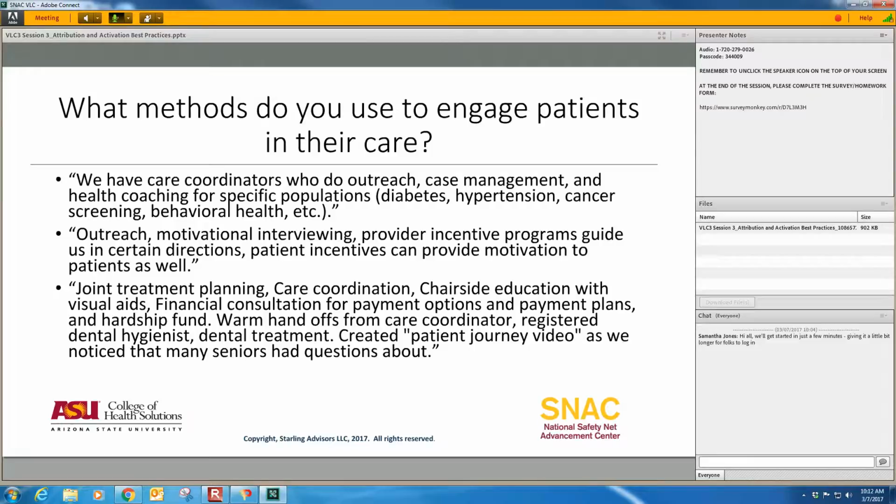And the final comment on joint care planning, joint improvement planning, care coordination, care site education with visual aids, and then financial consultation, so a pretty comprehensive approach to supporting patients and making sure that their goals for their care are clear and navigating the practice for them.